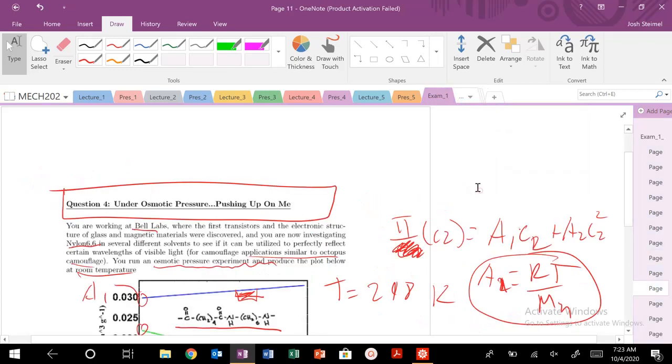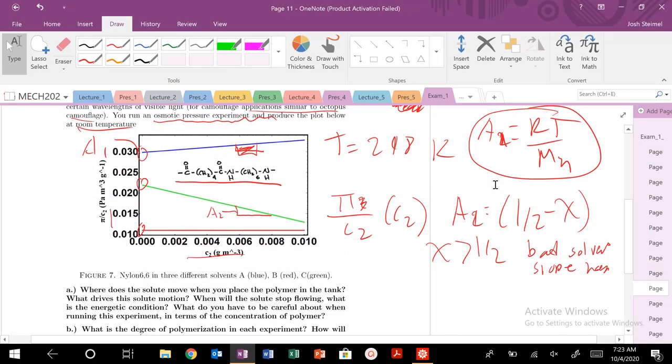So if our slope is negative, chi is greater than 1/2, poor solvent, bad solvent. And then if chi is equal to 1/2, our slope is going to be 0, and we're in a theta solvent. And finally, if chi is less than 1/2, we are going to be in a good solvent, and our slope is going to be positive.